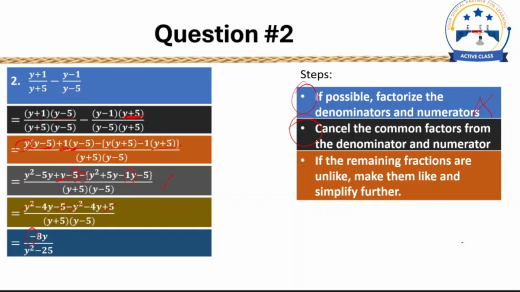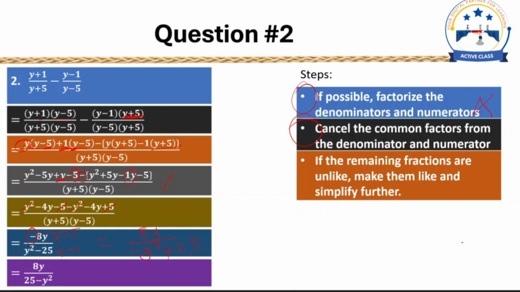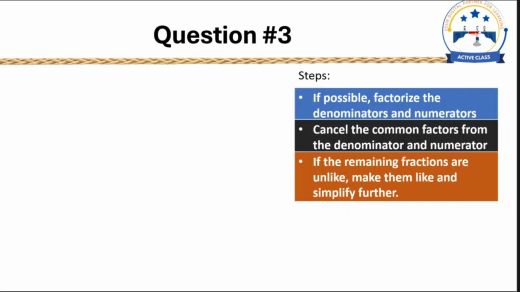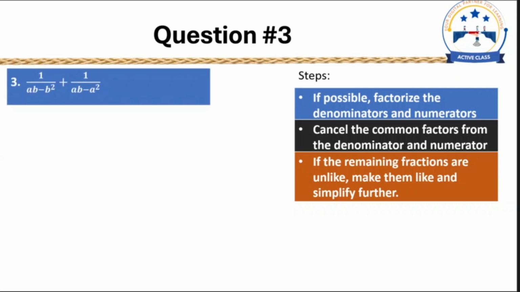So we have to make it positive. And our final answer will be 8y divided by 25 minus y square. This is our final answer. Let's jump into the third question.